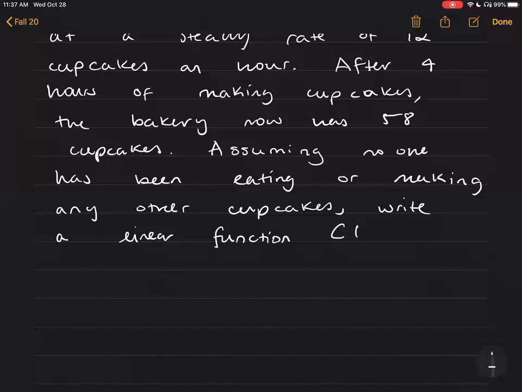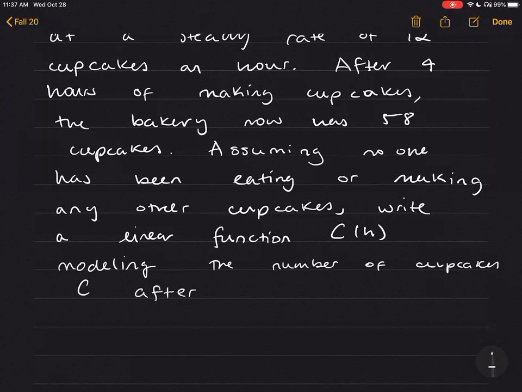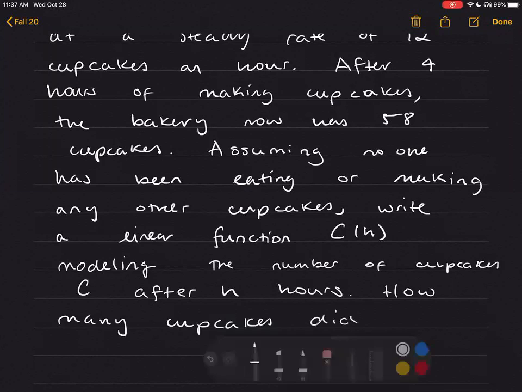Make it C of H, modeling the number of cupcakes after H hours. There's also a second follow-up question to this. How many cupcakes did the bakery start the day with?